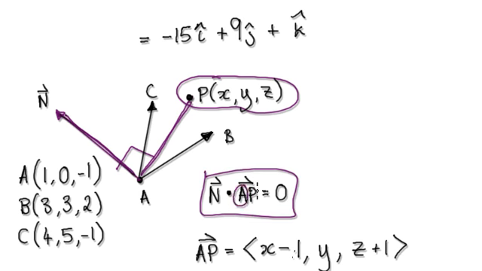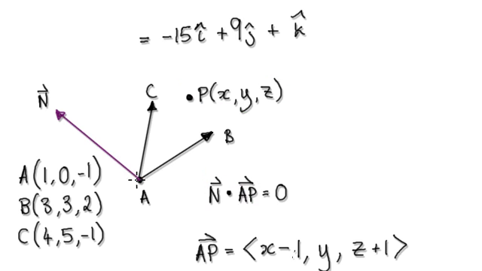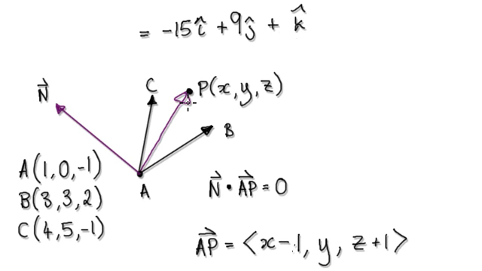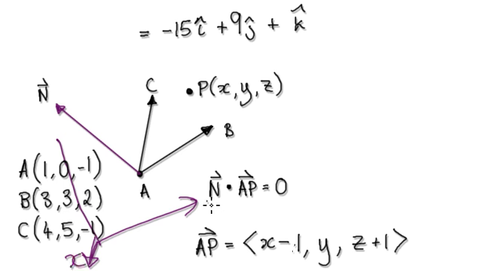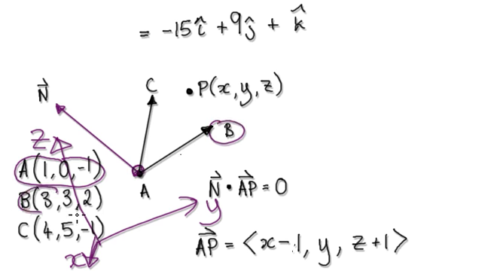But the thing is, we need the vector from A to P. Remember, A is floating in the middle of nowhere. A currently is at 1, 0, -1. So let's just say this is your x, y, and z coordinate. Don't forget, A is floating in the middle of nowhere, B is floating in the middle of nowhere, C is floating in the middle of nowhere. But we need this vector from A to our general point.